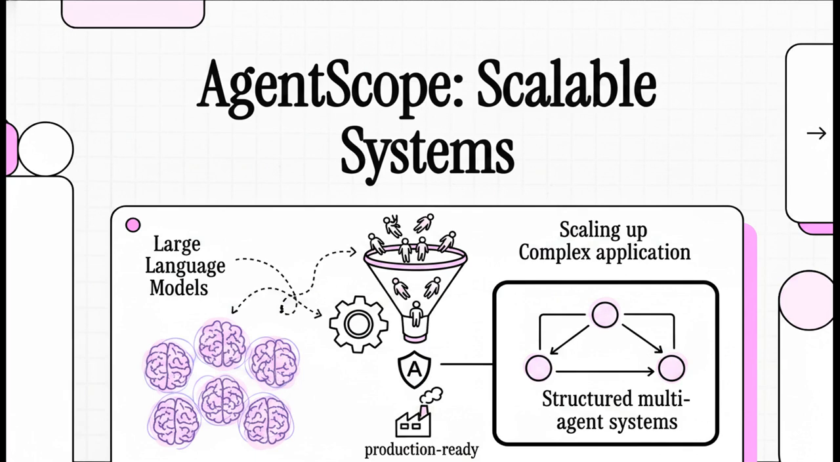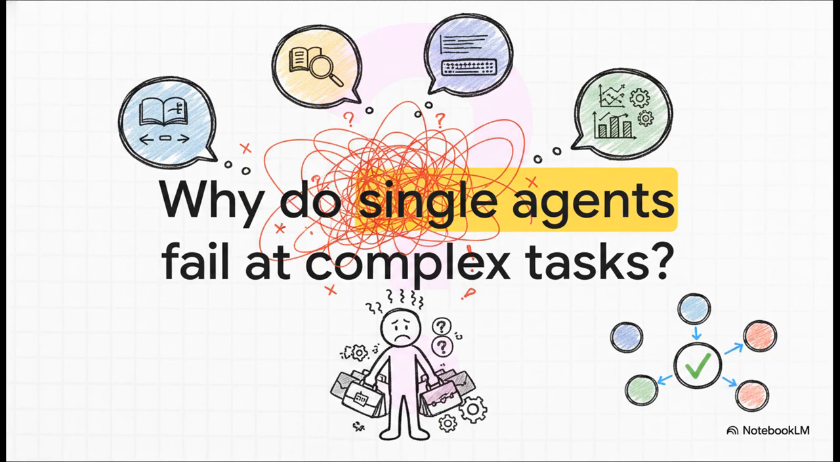So today, we're exploring how an incredibly powerful open-source framework called AgentScope is literally changing the game for developers. We're talking about making multi-agent systems truly scalable, structured, and completely production-ready. But before we get to the fix, we really need to look at the root of the problem. Why do single AI agents just completely fail at complex tasks? It's a massive engineering headache right now.